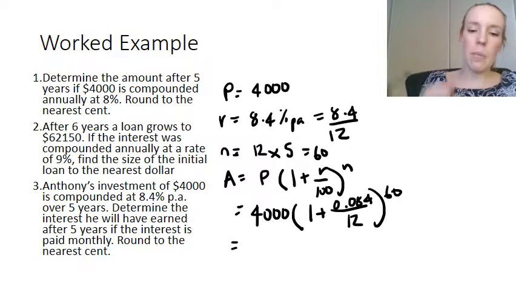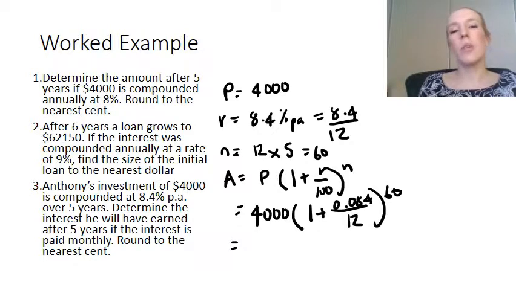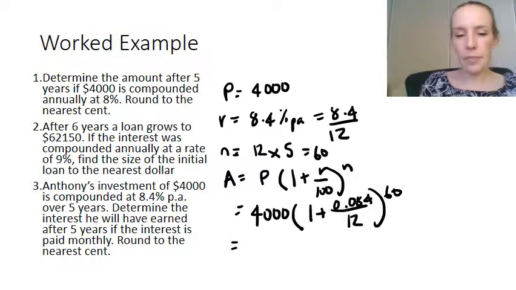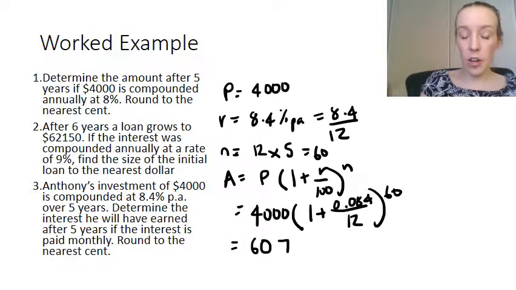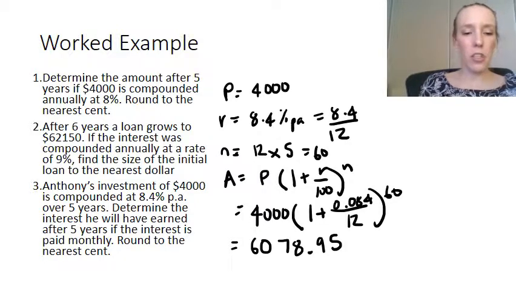Then you can put that into your calculator. Again, if you want to do it in steps, that's fine. You can do 0.084 divided by 12, whatever that answer is, add 1, put that answer to the power of 60, and then multiply that by 4,000, if you're not sure how to do it in your calculator properly. So that will leave us with an amount of $6,078.95. But the question asks us to determine the interest.